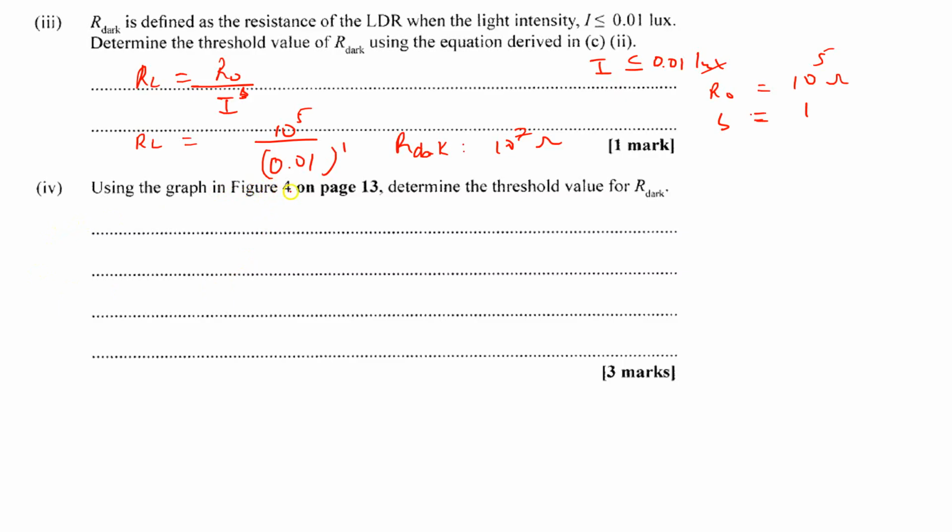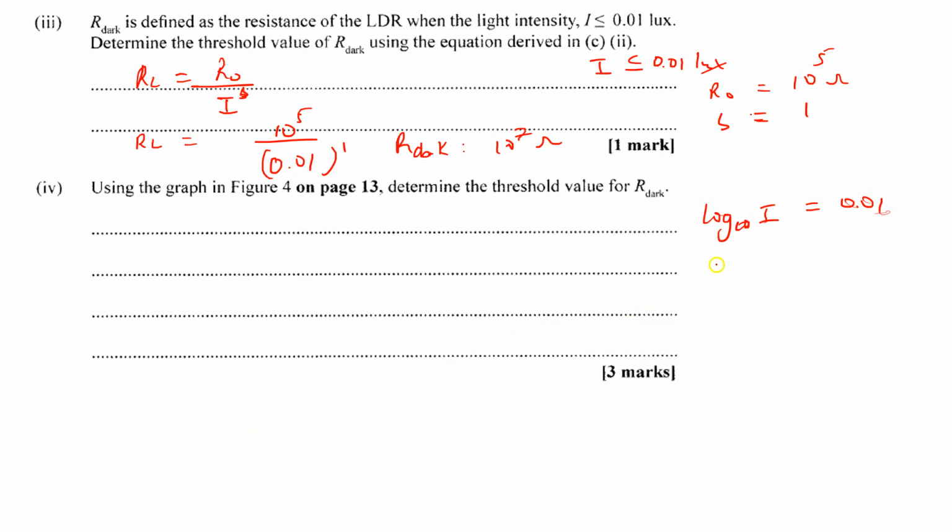Now it says, using the graph in figure 4, determine the threshold value for R dark. Because they told us the intensity, which is technically 0.01 lux, what they now want us to do is find the R dark value that corresponds to that intensity. So we need to look at the equation that talks about intensity. The part of the equation that talks about intensity has to do with the x value, and that is log of base 10 I, right? So basically this is equal to 0.01. So what we want to do is find out, let me do that again.